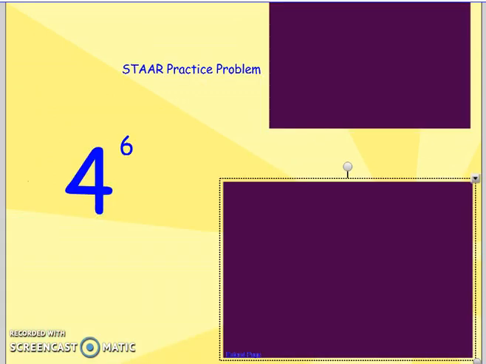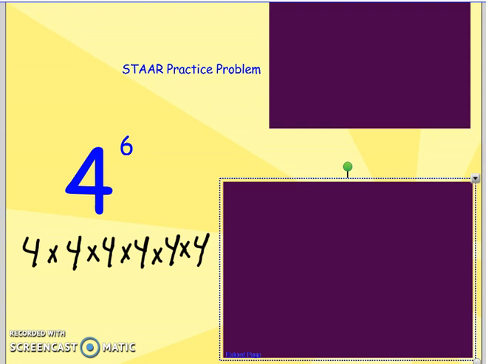Go ahead, pause the video, and try this problem on your own. Now that you have tried the problem out, let's see how you did. This is 4 raised to the 6th power. So that means we're going to have 6 4s. 1, 2, 3, 4, 5.